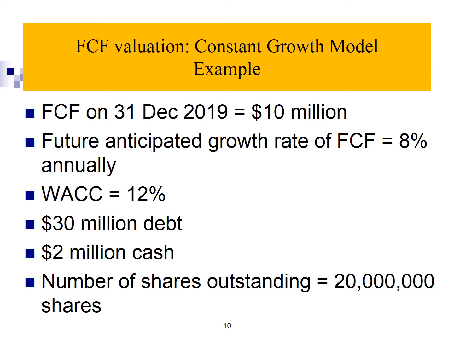Let's look into an example. This example is about constant growth model. The latest free cash flow of the company as of 31st December 2019 is 10 million. The future anticipated growth rate of free cash flow is 8% annually. Weighted average cost of capital is 12%. There are 30 million debts and 2 million cash in the company. The number of shares outstanding is 20 million.